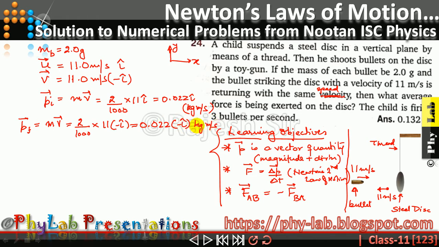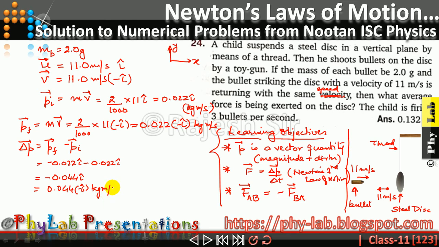So what is the change in momentum, students? Change in momentum becomes final momentum minus initial momentum. So what is the final momentum? The final momentum is minus 0.022 i cap. Initial momentum is 0.022 i cap. So that comes out to be minus 0.044 i cap, or simply one can write 0.044 minus i cap kg meter per second.